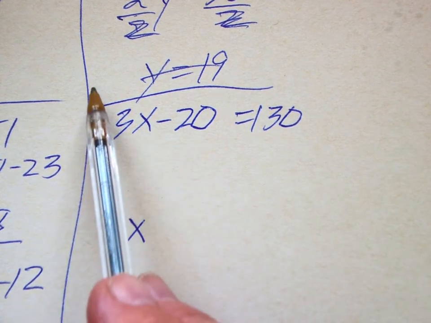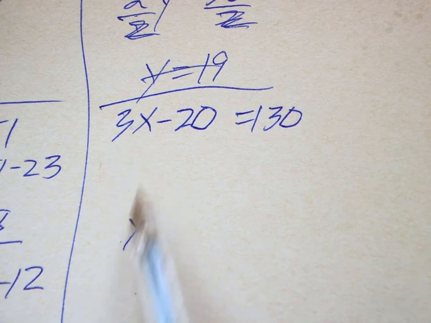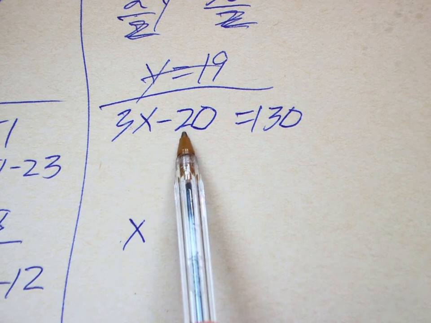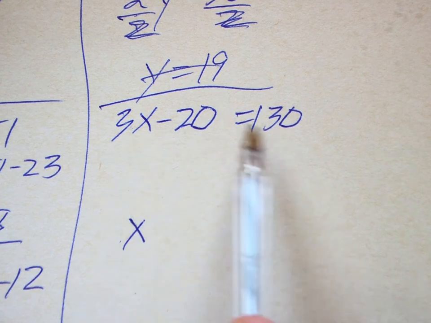Well, I could divide by 3. That would give me 1x. But the problem, if I divide by 3 now, I also have to divide 20 by 3. And 20 isn't easily divisible by 3. And I have to divide 130 by 3. So I'd have to divide 3 times by 3.